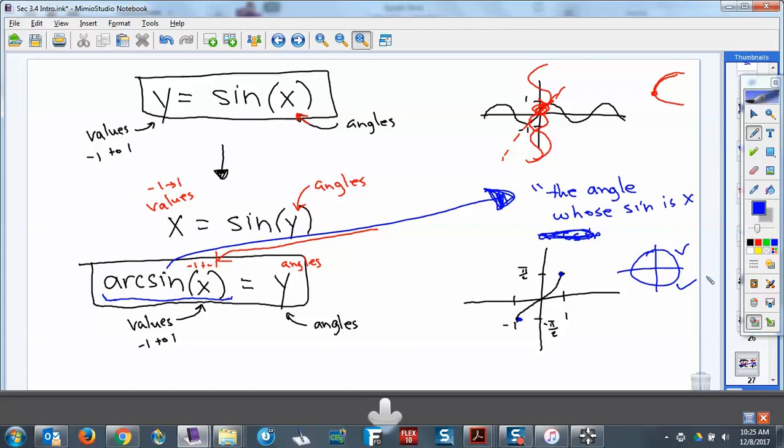First quadrant will be positive, fourth quadrant will be negative for sine. Cosine we would restrict to quadrants 1 and 2, positive and negative, so 0 to pi. But that's not a big deal right now. I mean, it's a little bit of a deal, just reviewing some trig stuff, but that's what we do with inverse trig functions.